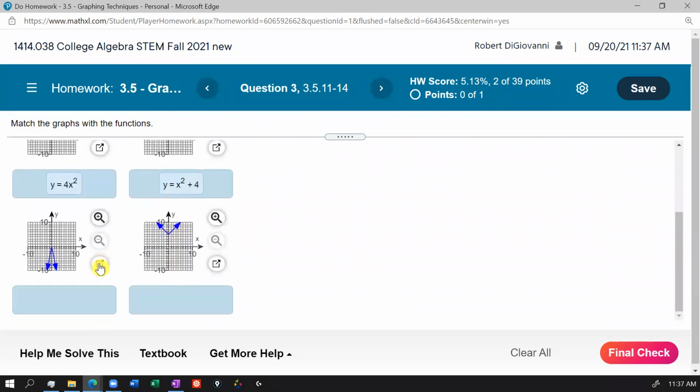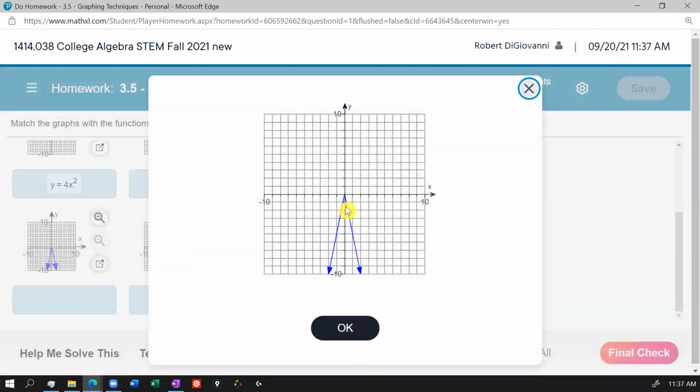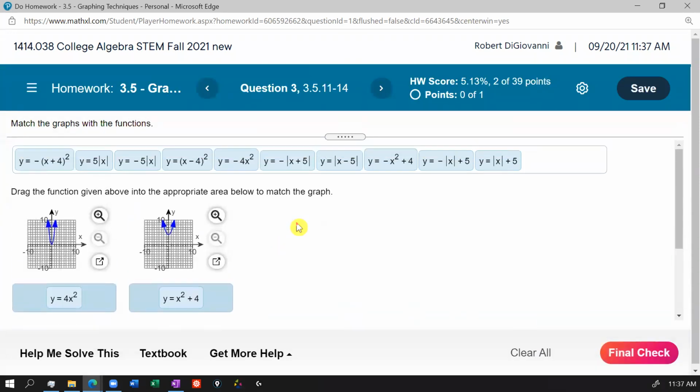Okay. This one, absolute value function. And let's see, when we plug in 1, we get 1, 2, 3, 4, 5. It looks like -5. So it's an absolute value function that's been flipped over the x-axis and stretched vertically. So -5 out in front of an absolute value, this one.